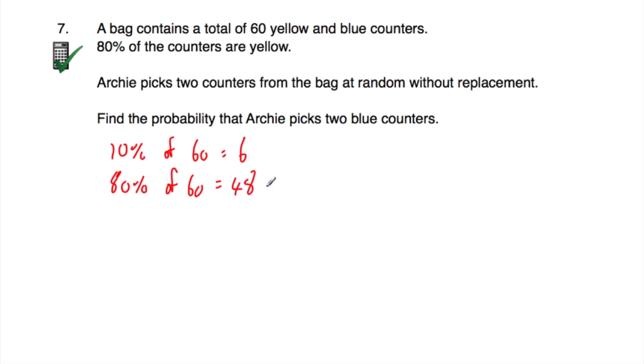So there's 48 yellow counters, and that means the rest will be blue. So if there's 60 altogether, if we do 60 take away 48, that's equal to 12. So there's 12 blue counters in that bag.